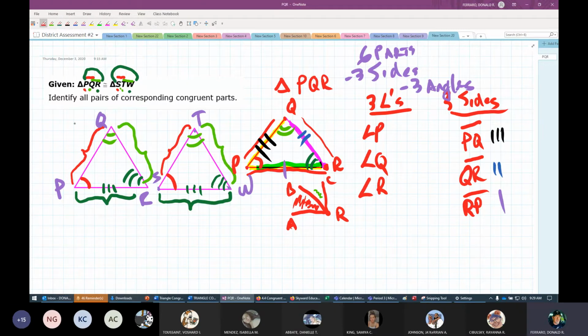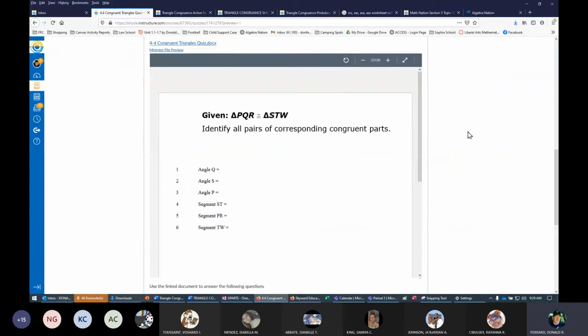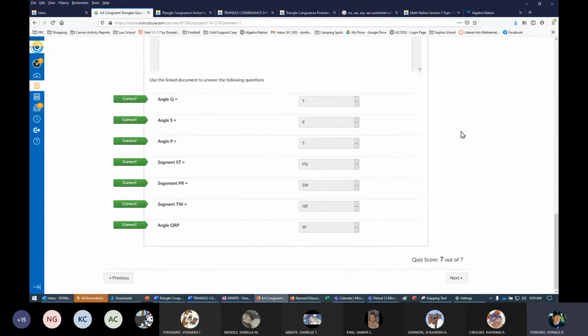We're going to do one red tick mark there, one red tick mark there, and we have to have the tick marks. We can't go just on what they've given us, and we'll do two light green tick marks for the corresponding parts there. So now let's go into the quiz.